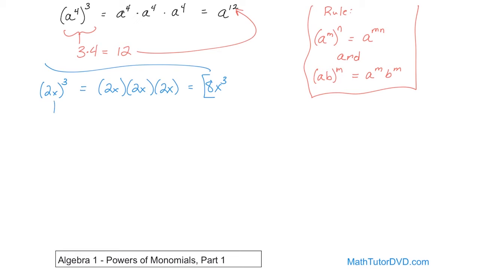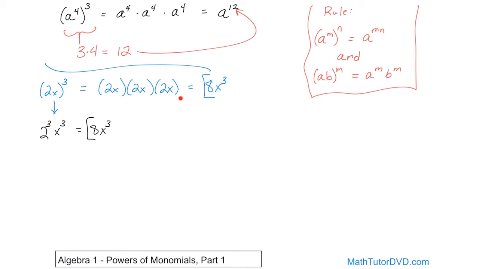But what's really happening, if you follow the rule, is that the 2 is raised to the 3rd power, and also the x is raised to the 3rd power. So this 3 is getting distributed into the 2 as a power, and into the x as a separate power. Now 2 to the third power is 2 times 2 times 2, which is 8, so you get 8x to the third. I'm just showing you that you get the same answer either way.